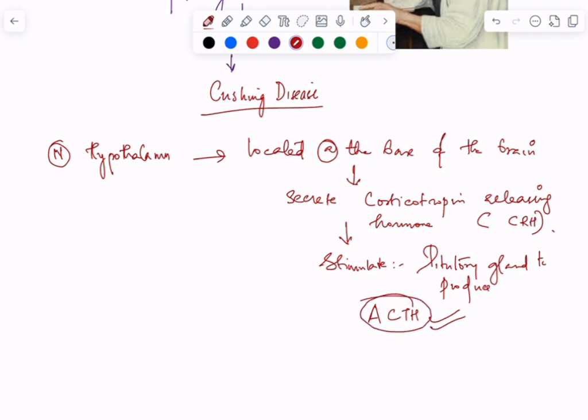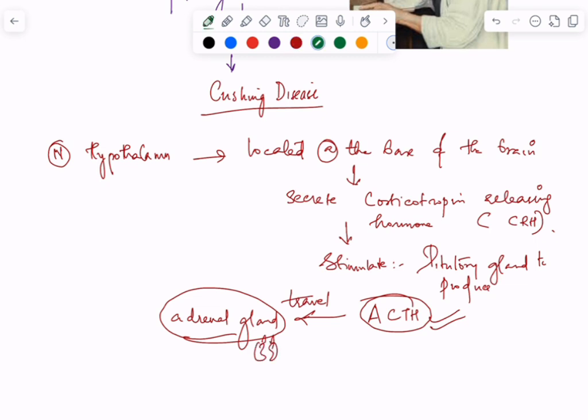Then this ACTH will travel to the adrenal gland, which is present on the top of each kidney. This hormone ACTH will act on a specific target cell in the cortex. The cortex is present in the adrenal gland. So I think this much you understand. Here it acts on the specific target cell in the cortex.